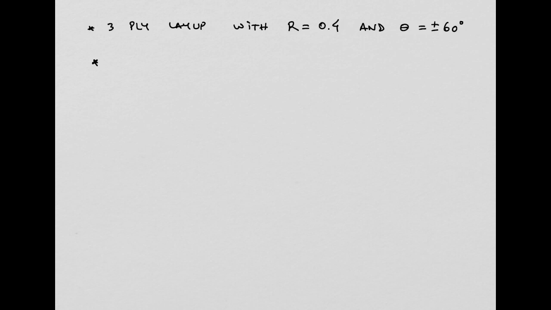So we have a laminate with a 3-ply layup, with R equal to 0.4. I'm going to explain what this is. And theta equal to plus minus 60 degrees. I'm going to explain what this is. And then it says here, for a single ply, we have the following properties.